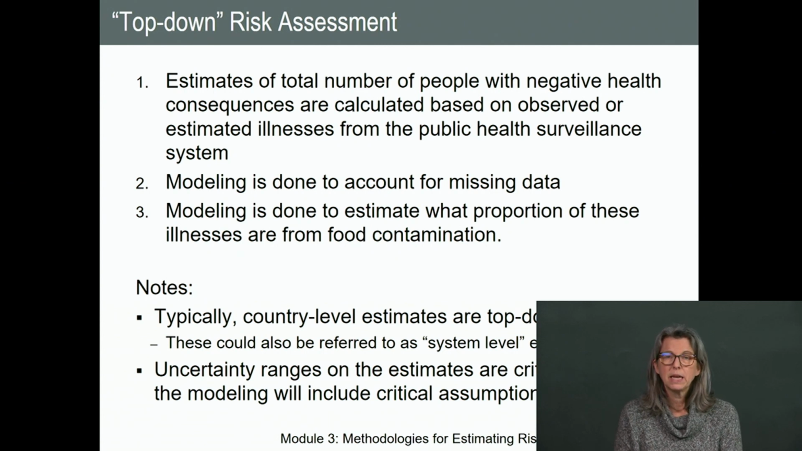So typically, when you see country level estimates, they're going to be top-down estimates because it's just not realistic to be able to scale up to that kind of value. So these also might be referred to as system level estimates. And uncertainty ranges in these kinds of estimates is critical because of all the uncertainty in the data.